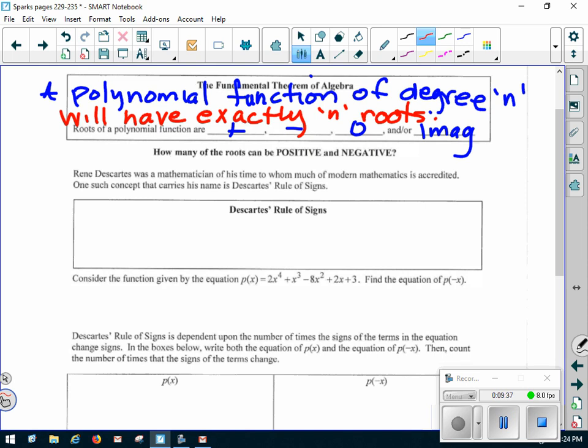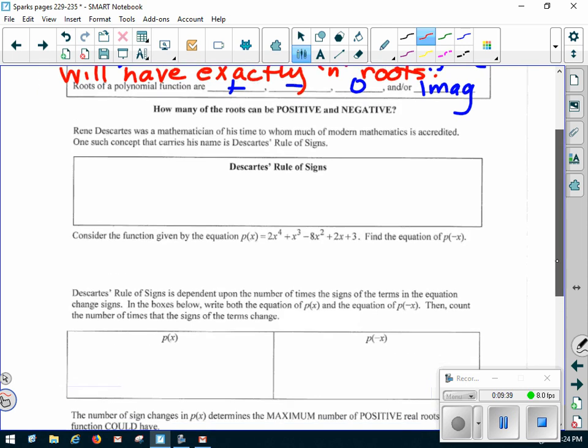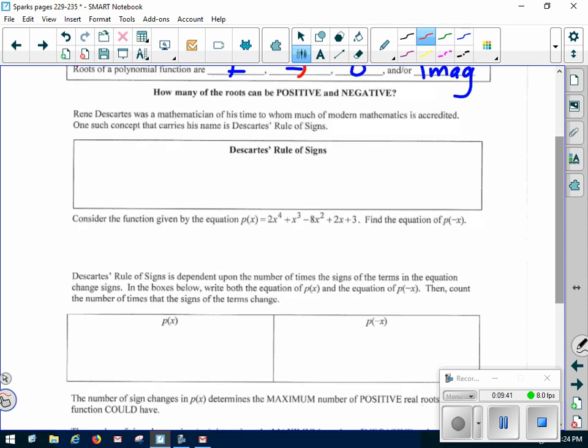Now here's where Descartes comes in. Descartes figured out a way to determine how many of those roots are going to be positive and how many of them are going to be negative. I don't know how he ever figured this out, but he did. And the thing is that not only do these mathematicians have to figure out something, it has to be proven. They have to be able to prove it.